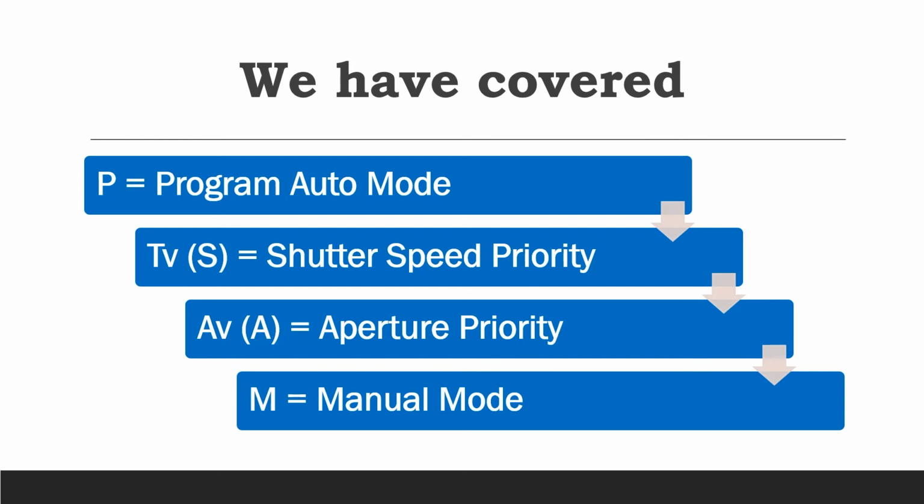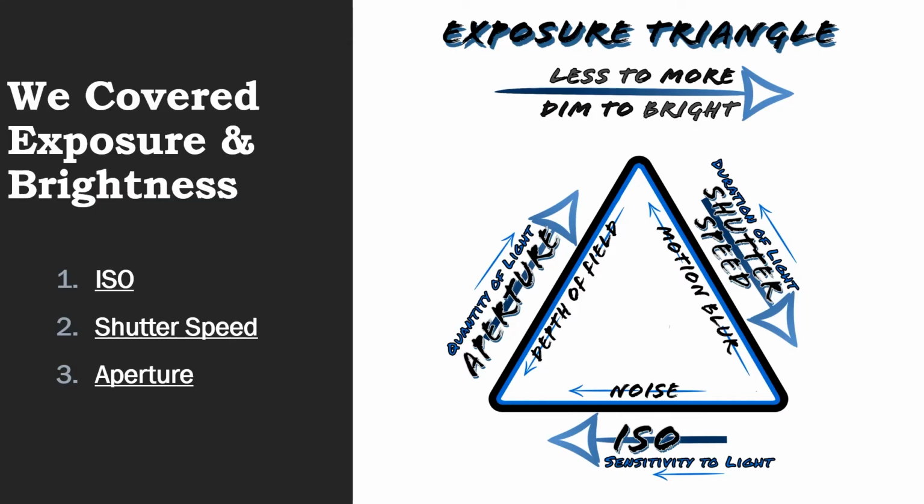Alright, so we covered the basics of camera settings, we introduced each camera mode, we explained the difference between P mode and M mode, and why you should use one over the other. We also talked more about shutter speed and aperture priority, as well as ISO, and we described each function in relationship to brightness and visual effects.